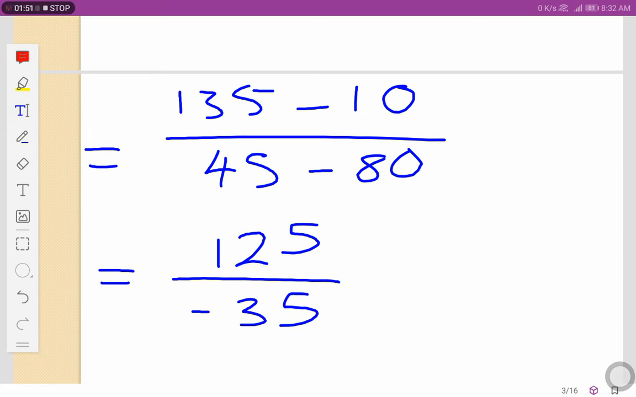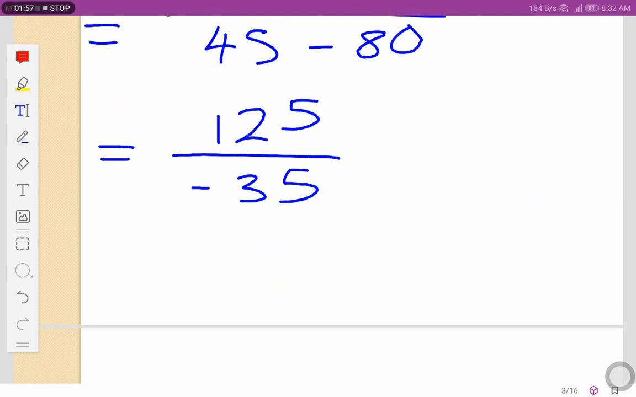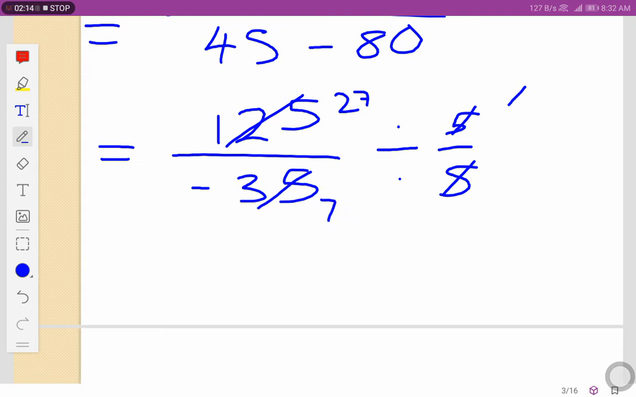I can divide by 5 there. I can get 27 for the first one. I'm dividing by 5 both sides. Let's say divided by 5 over 5 there. So 5 into this one, I'll get 27. 5 into 35, I'll get a 7 here. Okay, so my answer, if I want to leave it as a fraction, is minus 27 over 7.